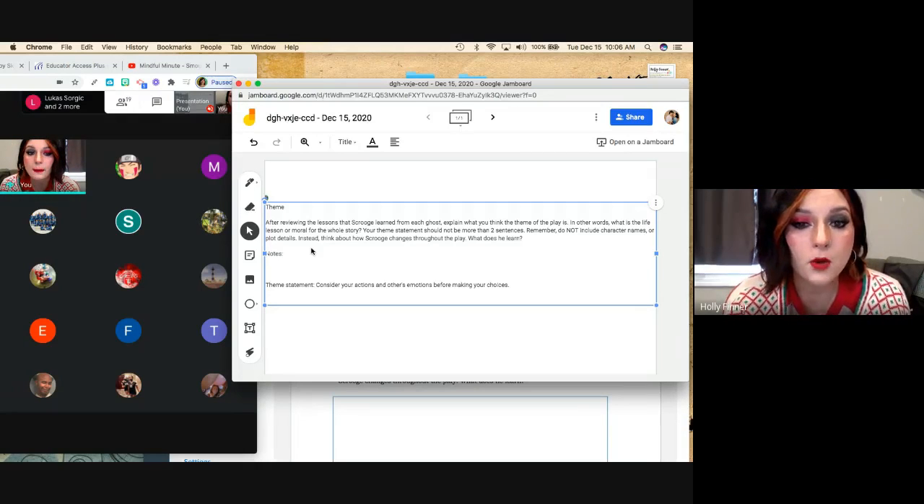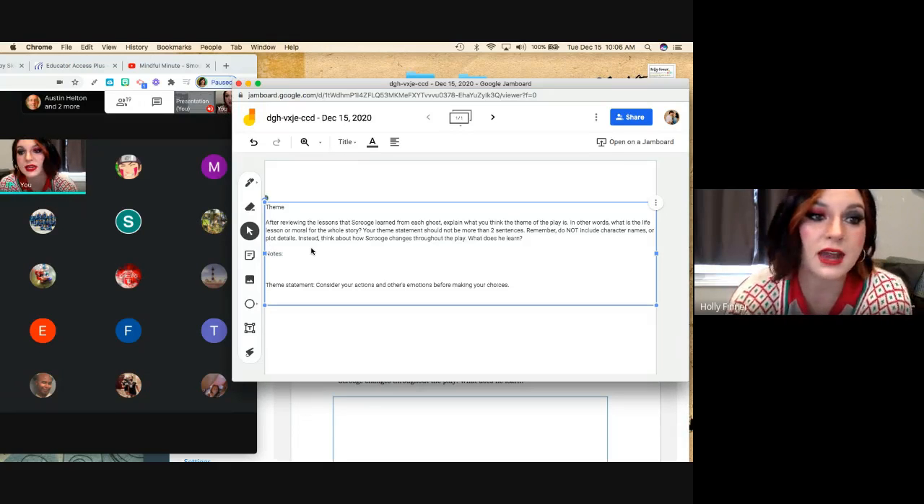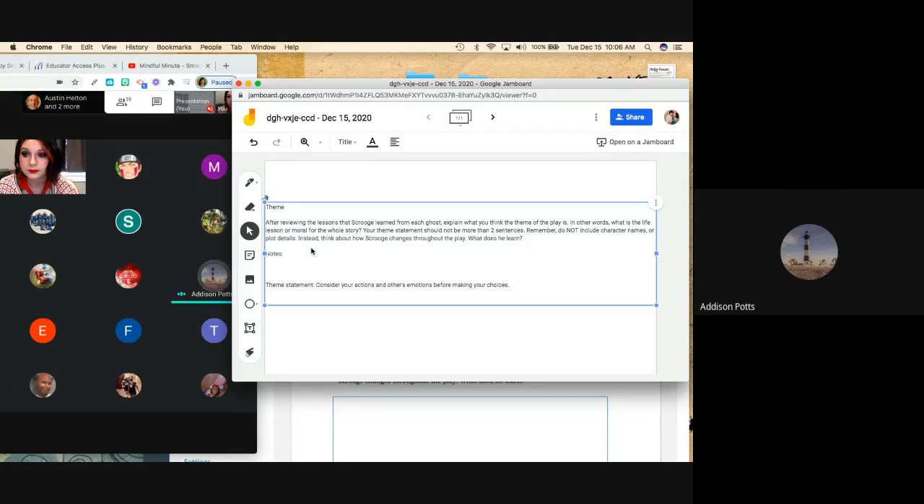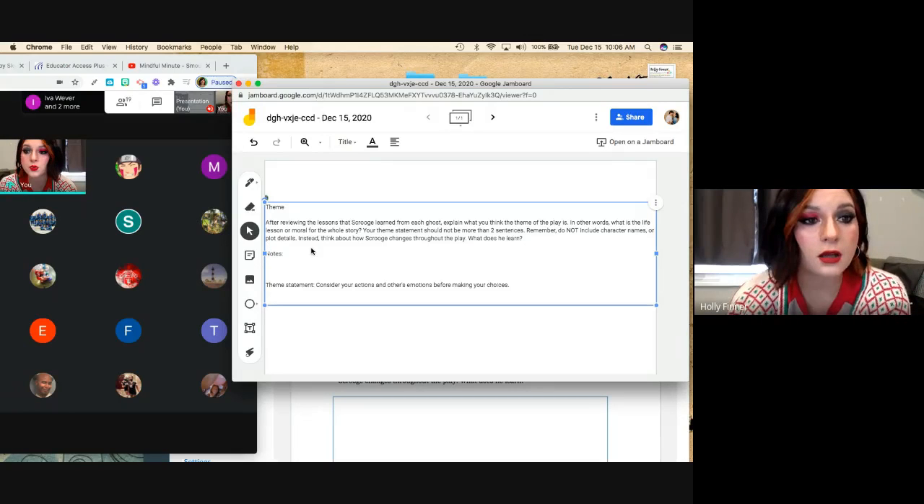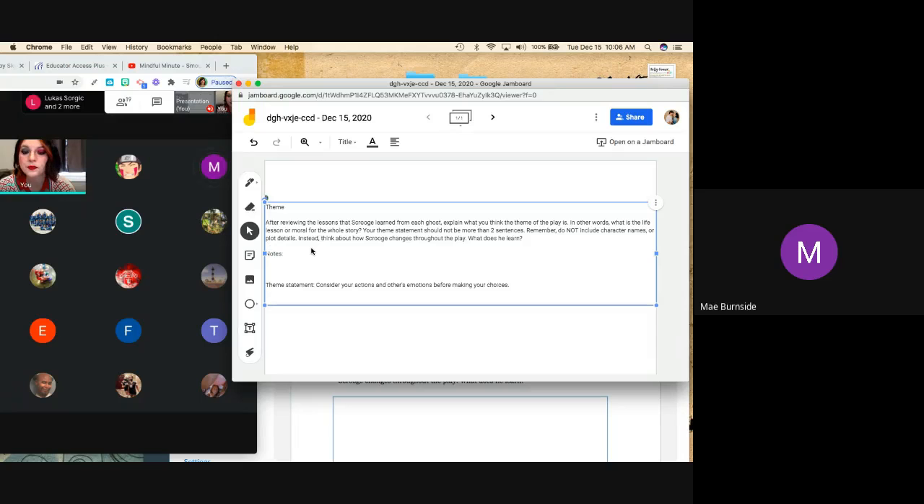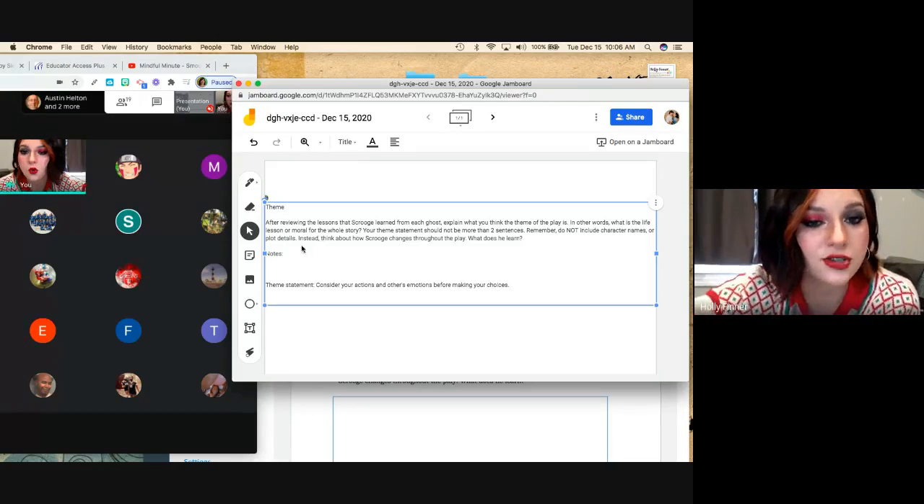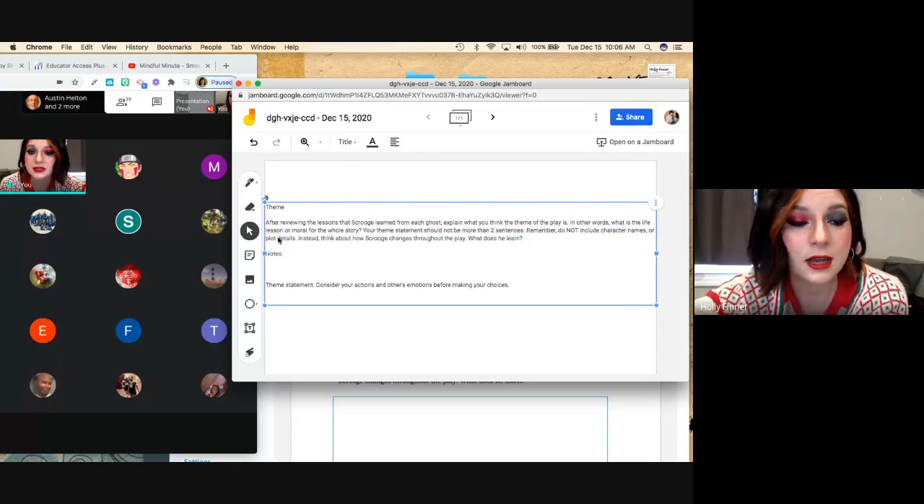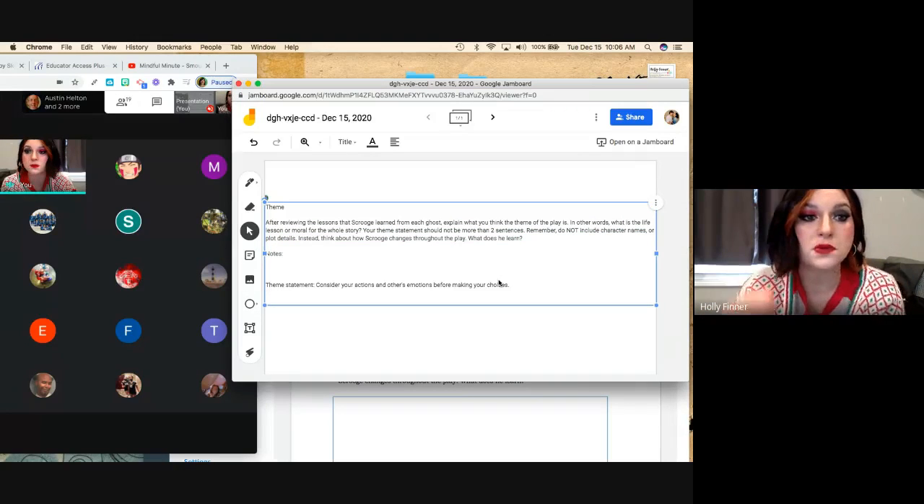And remember, what are the things that we cannot include in a theme statement? What are things that we cannot have? Characters. Names. Names, characters, what else? Excellent. Like, can we include places? I don't think we can. That's a great question. You cannot include plot details because a theme statement should be universal.